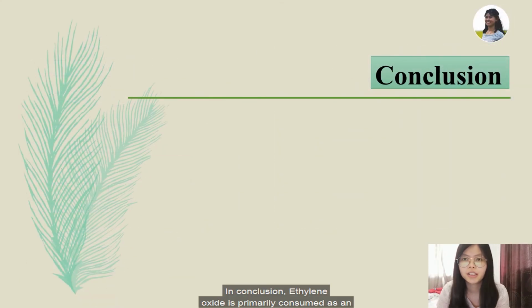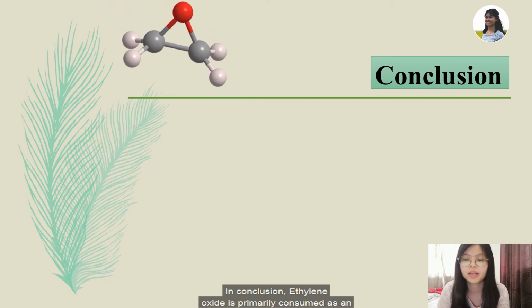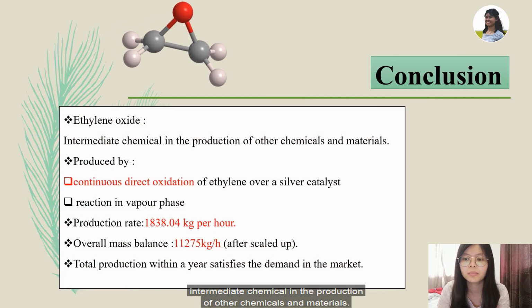In conclusion, ethylene oxide is primarily consumed as an intermediate chemical in the production of other chemicals and materials. It is generally produced by continuous direct oxidation of ethylene over a silver catalyst in industry.